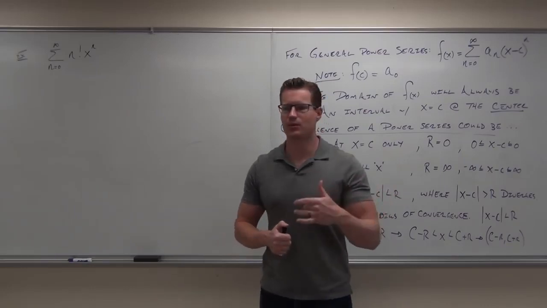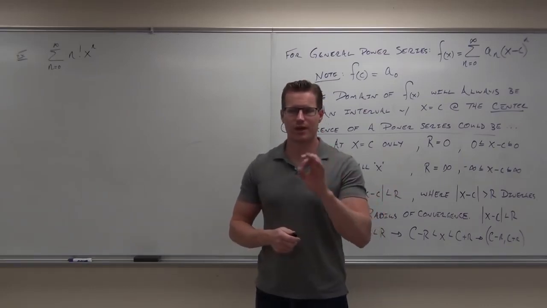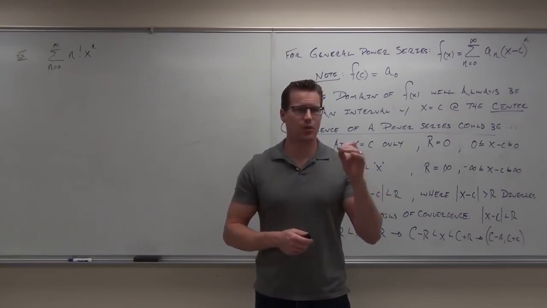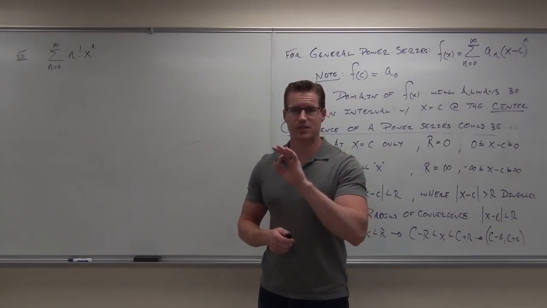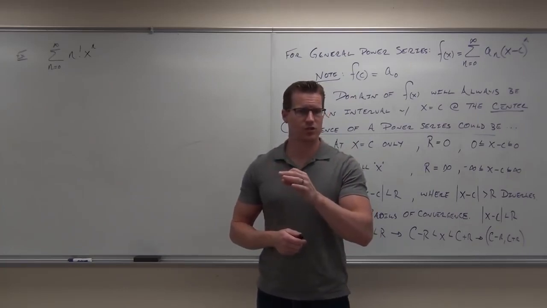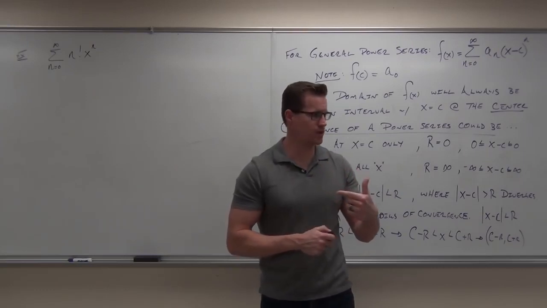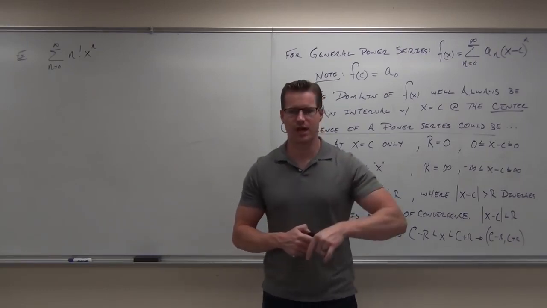Now, keep in mind, when we do the ratio test, it says convergence, absolute convergence actually, when the limit of a ratio is less than what number? It shows divergence when it's greater than 1. It's inconclusive when it equals 1. Does that make sense to you? Yeah. We're going to use that here.